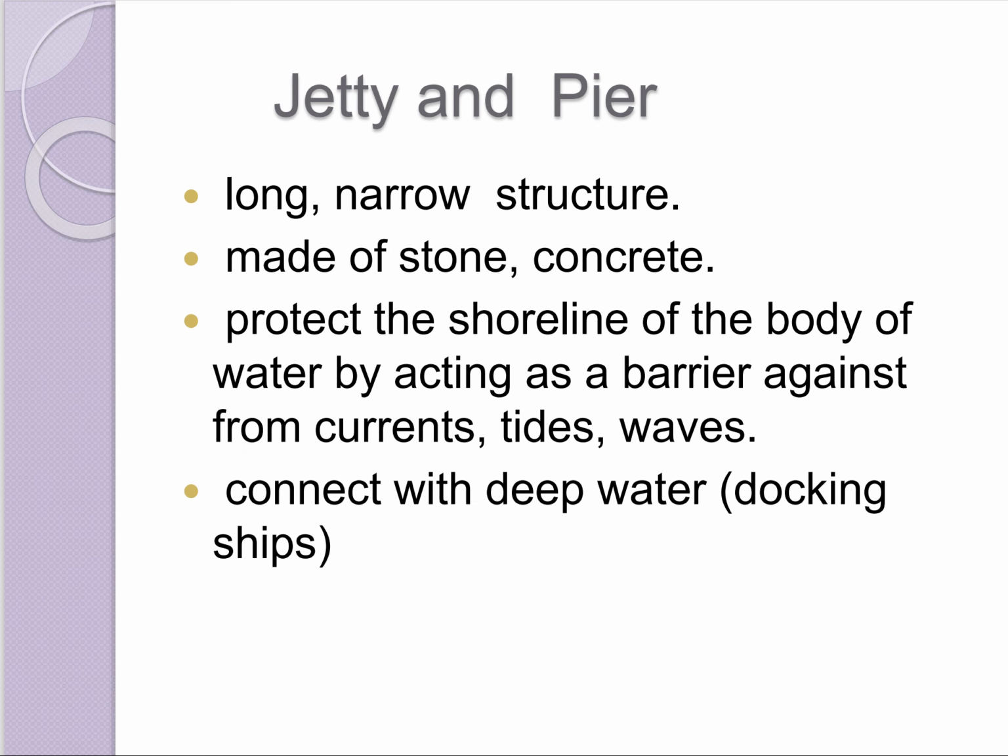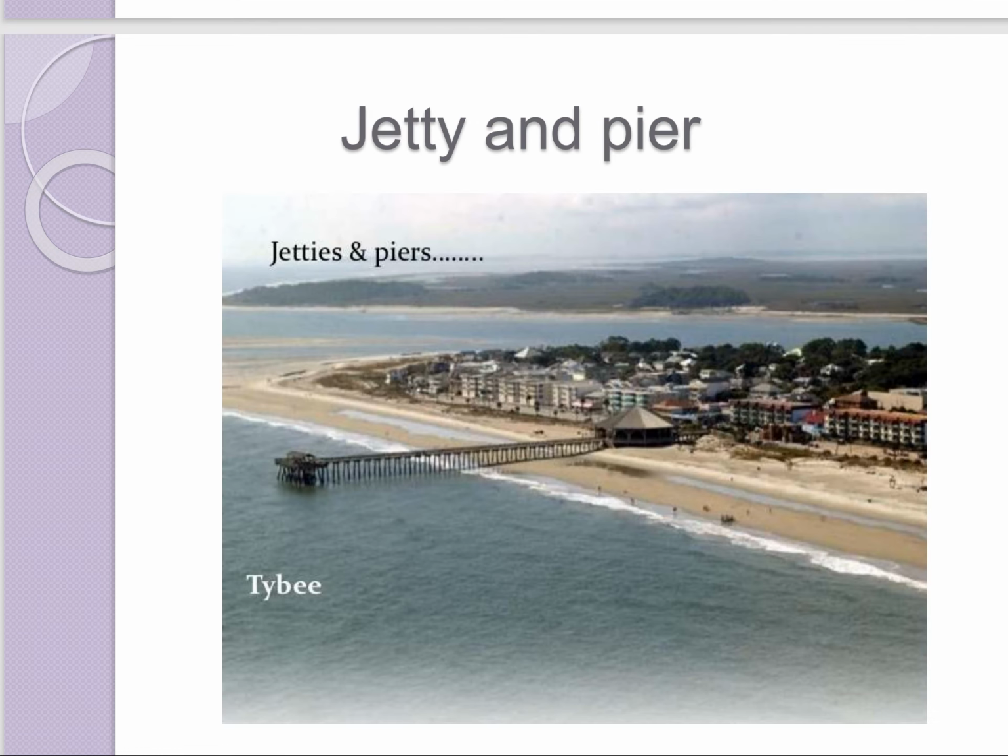Next one is jetty and pier. These are long, narrow structures made of stone or concrete, which are used to protect the shoreline of the body of water by acting as a barrier against the currents, tides, and waves. Sometimes these structures are connected with deep water for the docking of ships. In this picture, you can see the jetties and piers in the Tybee beach.